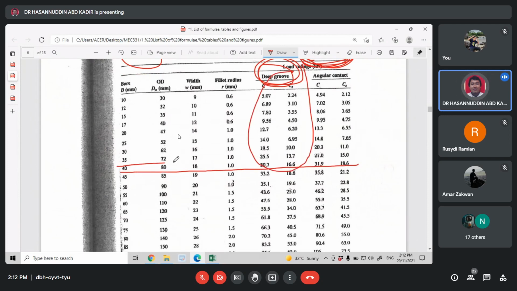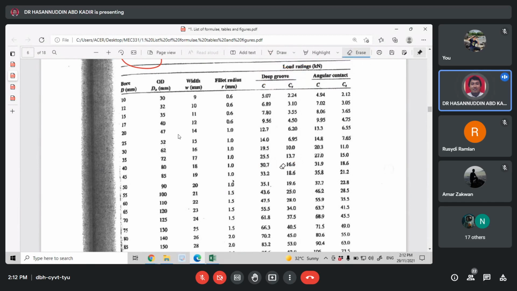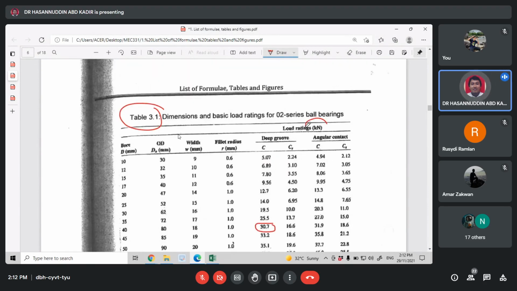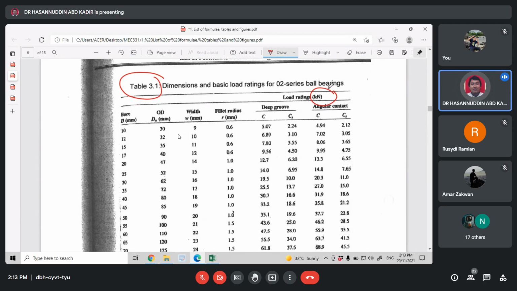This section under 40, for the 40 here, so this area, we can get the value of 30.7, and then the CS is 16.6. So basically here we just apply the value of C only. So we can select the value 30.7. Don't forget about this one, we call it kilonewton. This one we call the load, the basic load, basic load rating, in kilonewton.